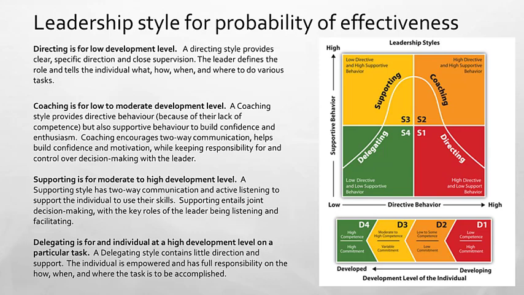So now if we look at the supporting quadrant, so it's for moderate to high development levels. A supporting style, two-way communication again. Active listening is really important, and so you've got to support the individual to grow and develop their skills, okay? Empower them to start making the decisions, start rolling back your supportive kind of behavior. Supporting entails joint decision making with the key roles of the leader being listening and facilitating.